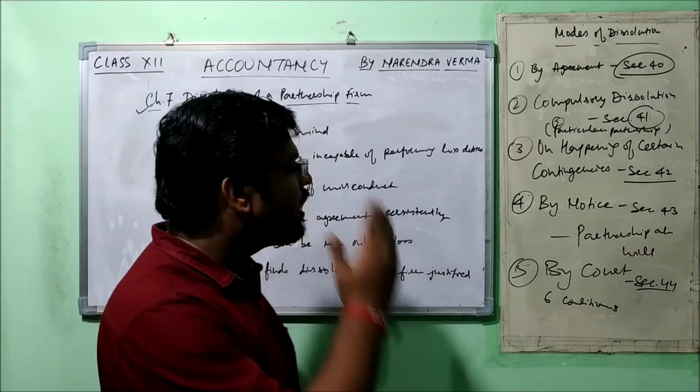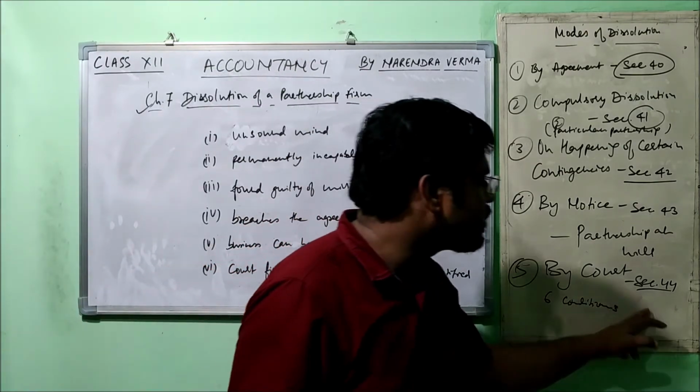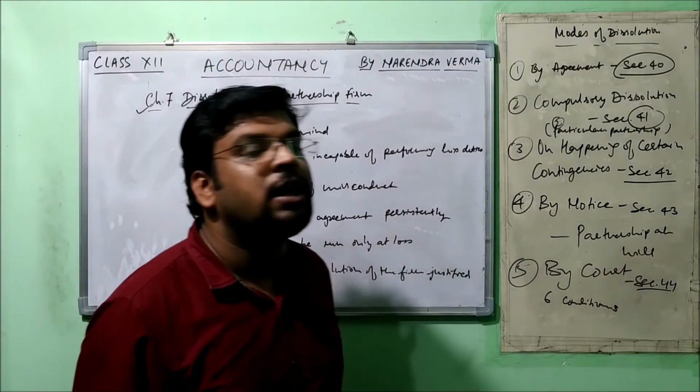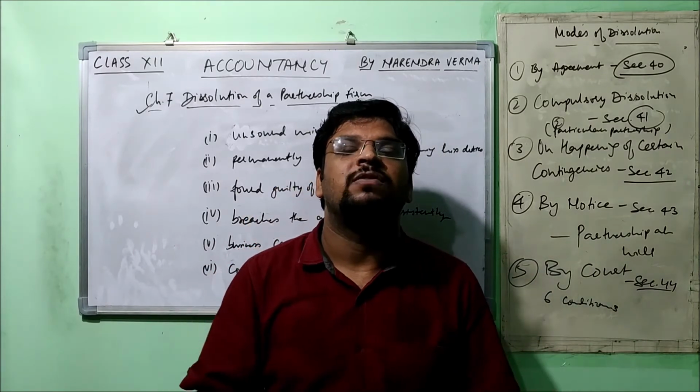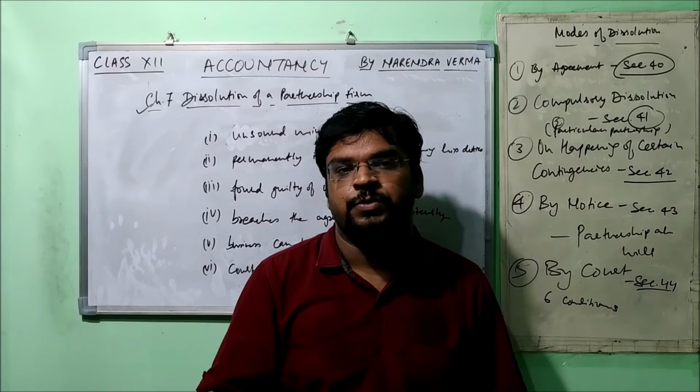Right? So these are the 6 conditions mentioned in Section 44 of the Indian Partnership Act 1932, in which the court has power to dissolve your partnership firm. Understood?